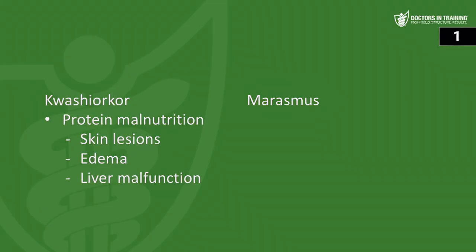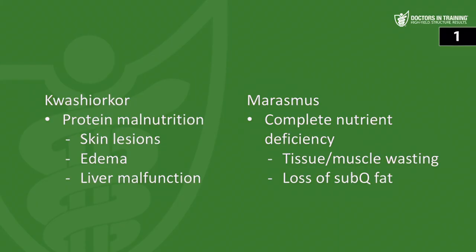Now with marasmus, instead of just protein malnutrition, you have complete nutrient deficiency and energy malnutrition. So you don't see the swollen belly. Instead, you see tissue and muscle wasting, loss of subcutaneous fat. There may be some edema, but it isn't as prominent as with kwashiorkor.